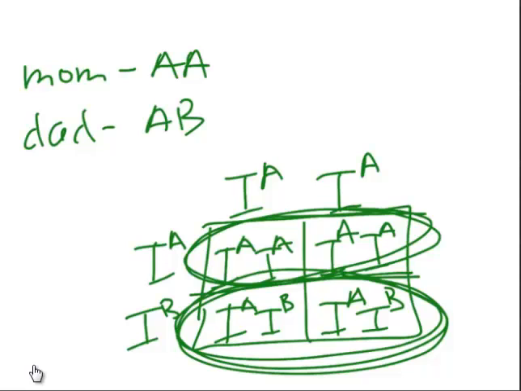Now, if I asked you what the phenotypes were, you would tell me the phenotypes are type A for these children and type AB for these children. But if I asked you what their genotypes were, you would have to tell me the genotype is capital IA, capital IA, and you'd have to tell me that the other genotypes would be capital IA and capital IB.